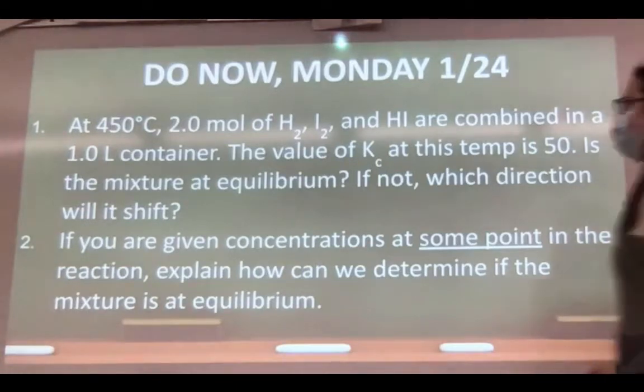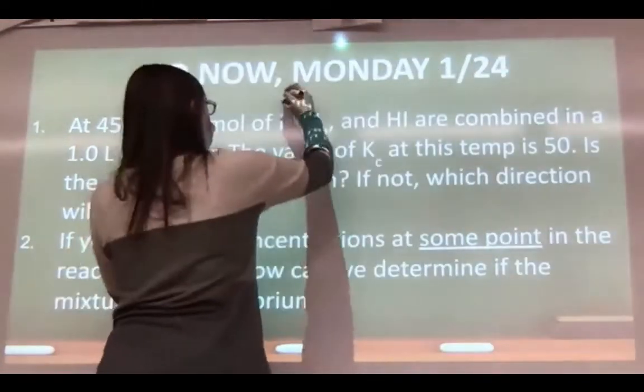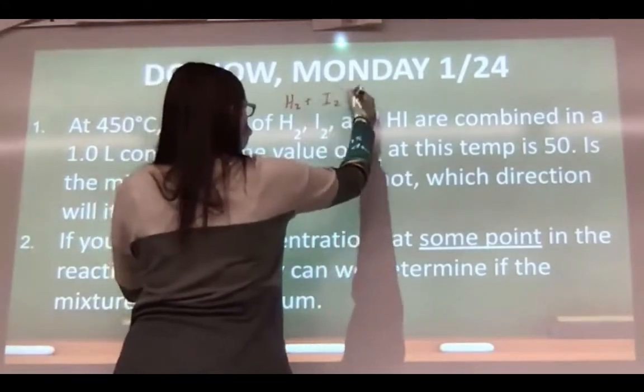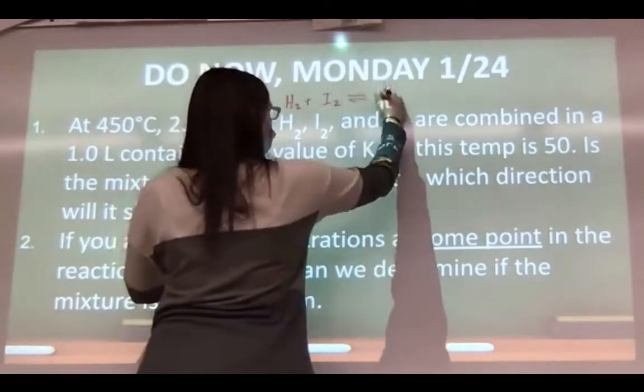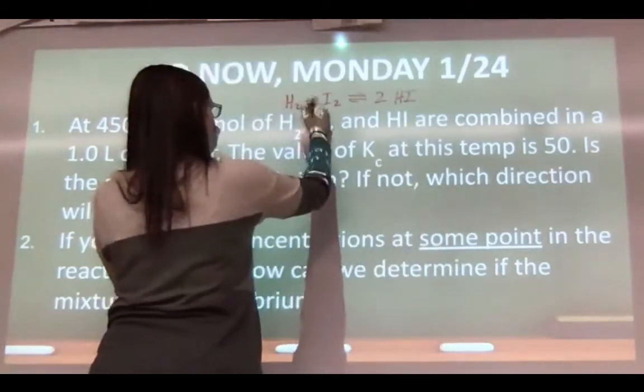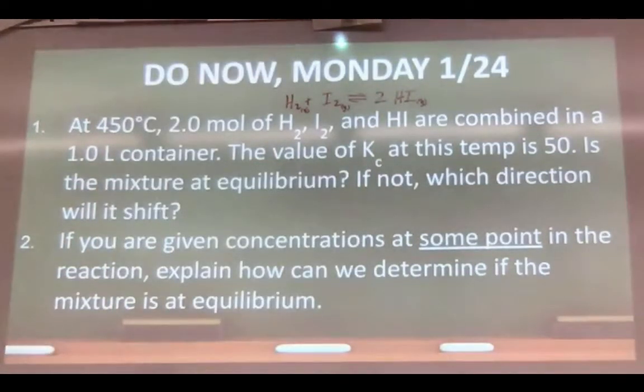Oh, I guess we need a balanced equation for this. H2 plus I2 at equilibrium with 2HI. There's our balanced equation, right? These are all gases. So there's our balanced equation. We have 2 moles of everything in a 1 liter container. They give us the value of Kc, and they're asking if the mixture is at equilibrium.